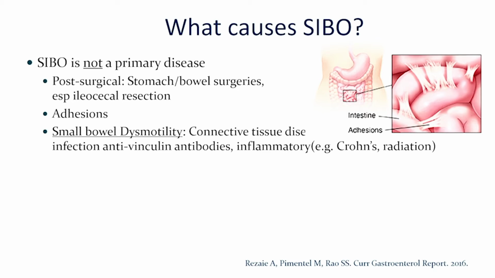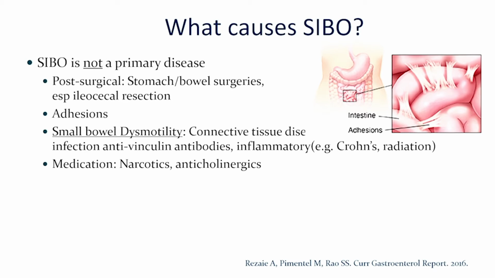Small bowel dysmotility, as we've discussed, has some specific causes, such as connective tissue diseases. You can see it in scleroderma and autoimmune diseases, which are very common. And then post-infection IBS with the antibodies that were just discussed. Inflammatory conditions, such as patients with Crohn's, or patients with a history of radiation to their gut. All of those are great reasons to have dysmotility of the gut.